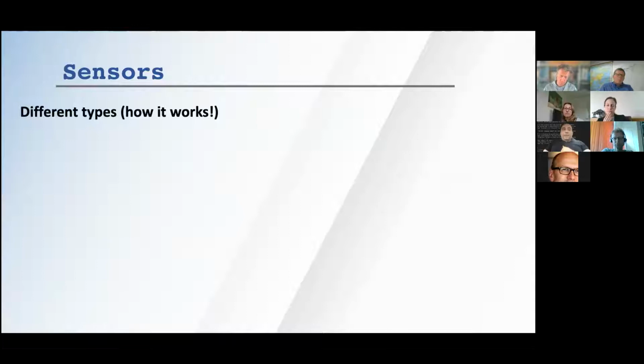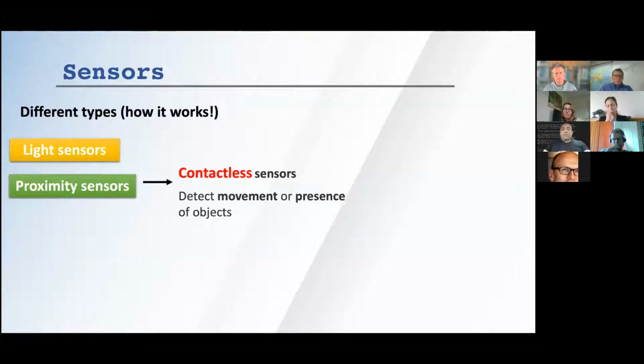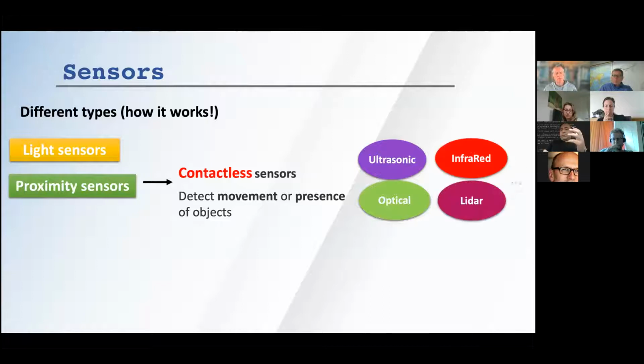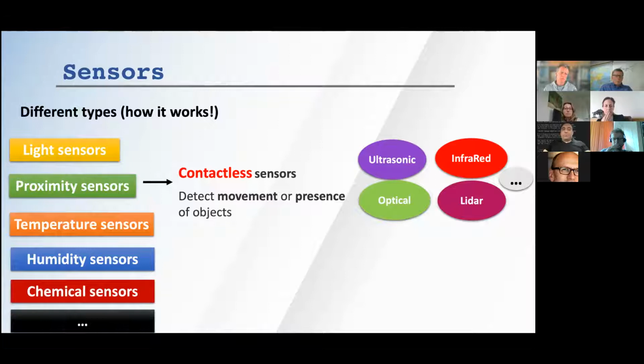But let's see how it works. There are different types of sensors. For example, we have light sensors. It's obvious, it measures the intensity of light. There is a group of proximity sensors, which are contactless sensors that, without physical contact, detect the presence of an object, or movement of an object, or distance, whatever. It can, for example, be ultrasonic sensors, optical sensors. It may use infrared or LiDAR or radar and many more. We have temperature sensors, humidity, chemical sensors, many more.